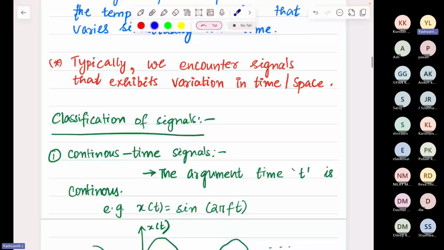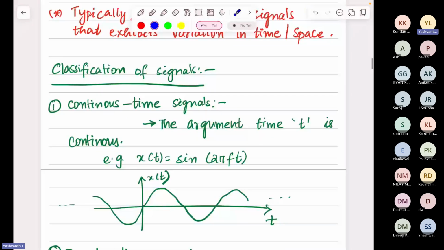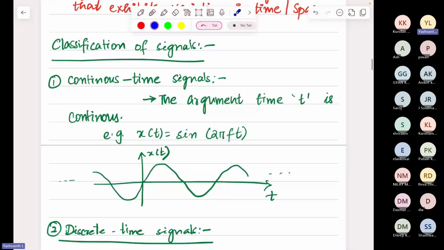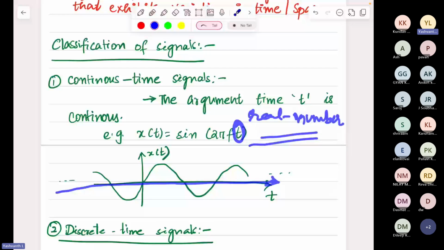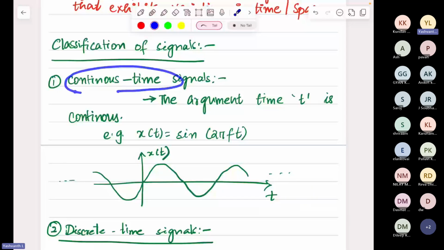The first classification of a signal is the continuous time signal. What do we mean by continuous time signal? In a continuous time signal, the argument, the variable time, is continuous in nature. For example, x of t is equal to sine 2 pi f t. Here, t takes any real number value, which means it takes a continuum of values over the entire time domain. That's why it is called a continuous time signal.